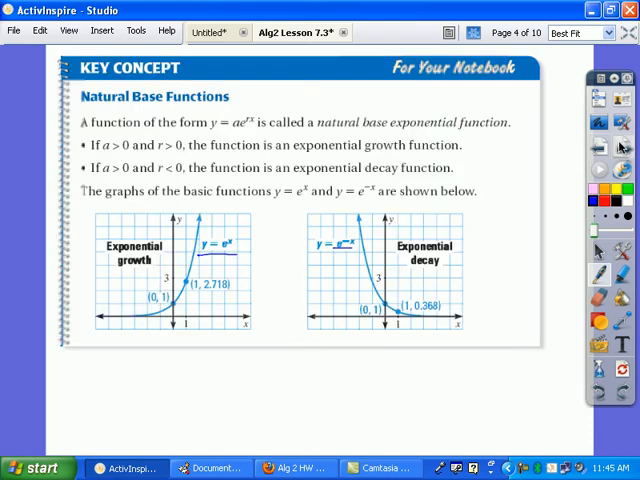Of course, we can create an exponential growth function with e. We can create an exponential decay function with e. Here, if we graph y equals e to the x, this gives us exponential growth. Here, if we graph y equals e to the negative x, that gives us exponential decay. Remember, in all of this, e is simply a number, bigger than 2, smaller than 3.